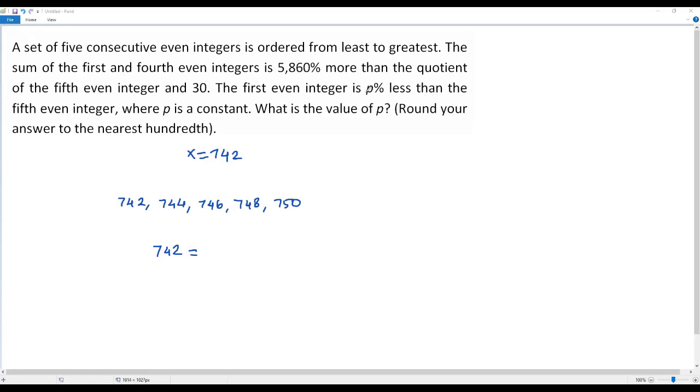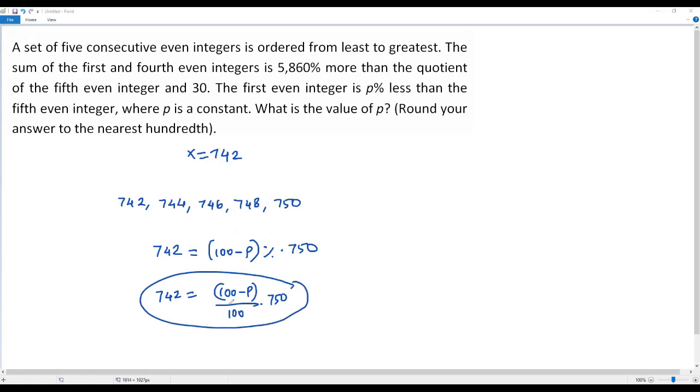P% less than means we have to subtract this p from 100. Then we get (100 - p) percentage times the fifth even integer. The fifth even integer is 750. Here 742, and we can write this percentage as a fraction. Then I'm getting (100 - p) over 100 times 750. We can solve for p in this equation using Desmos. Now let's go to Desmos.